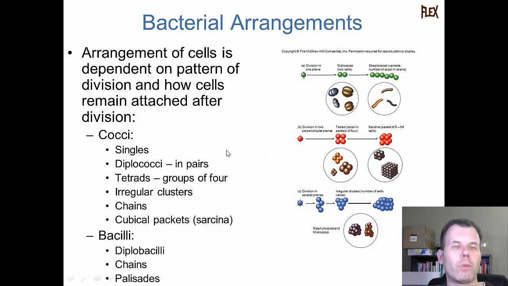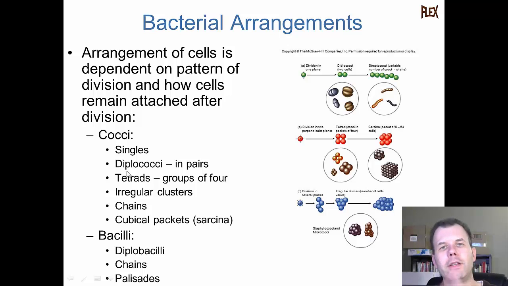So we can also have arrangements of these things. And again, when we start looking at the bacteria under the microscope in the next couple of weeks, you're going to be looking at the shapes, and then how they are arranged. A lot of times we'll see bacteria as singles, so you can see the single bacteria just kind of sitting there.